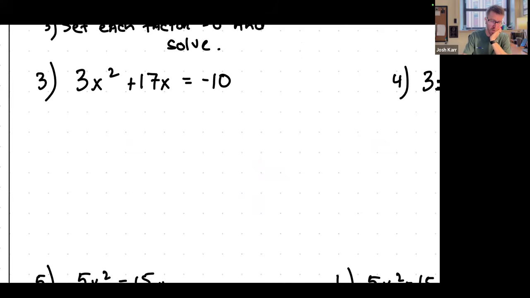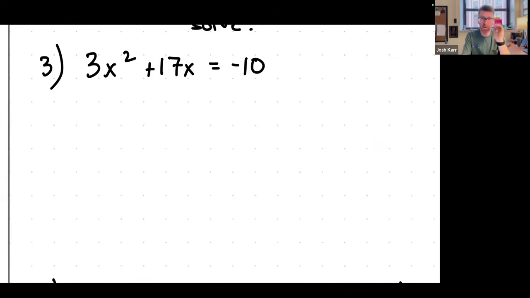So, all right, so let's identify what we've been given and what we might need to do. So we're given 3x squared plus 17x equals -10. And we've got our steps, right? We need to set it equal to 0. We need to factor it. We need to set each piece equal to 0 and solve.